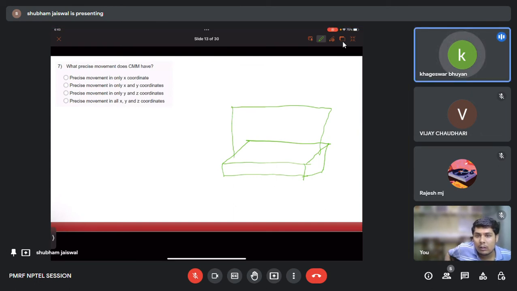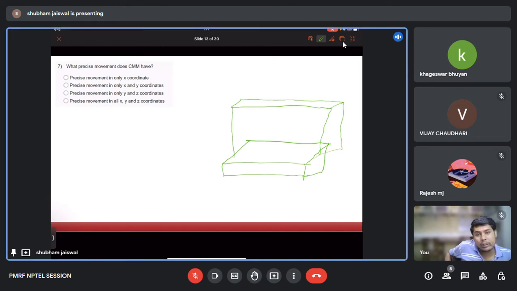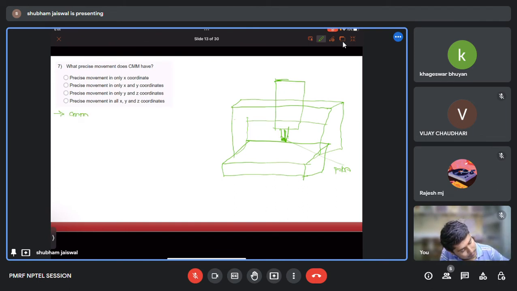This is moving in all XYZ coordinates. And how many coordinates, like how many degrees of freedom will it have? This is our probe. So what does CMM stand for? Coordinate measuring machine.